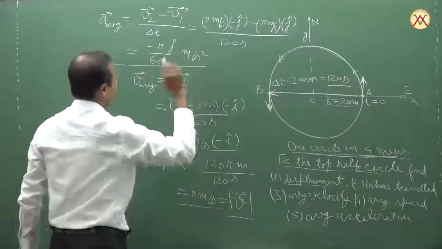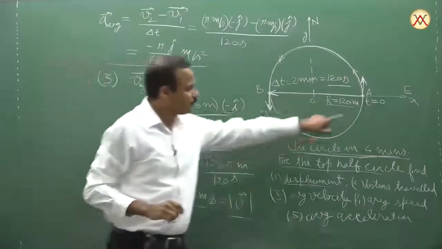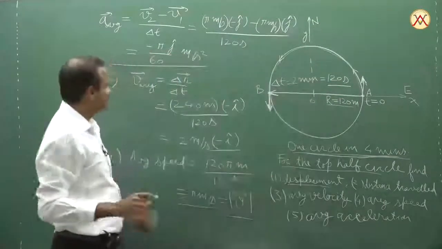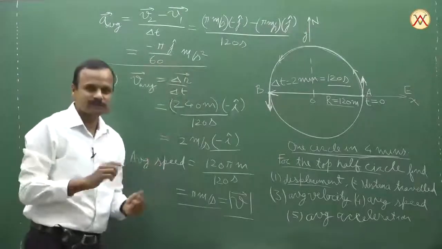So this is the value of average acceleration from A to B. The direction of average acceleration is towards south. Minus j cap means towards south.